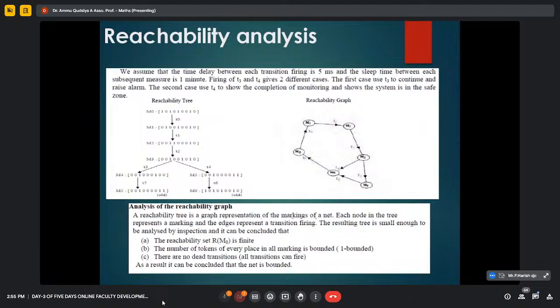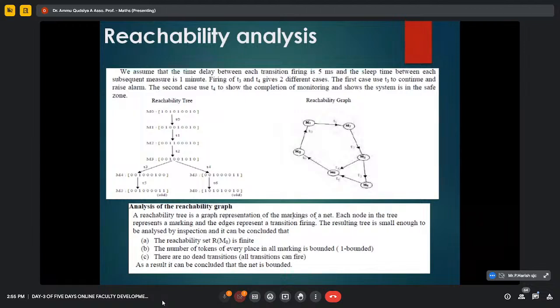The reachability graph shows that there is no deadlock. The cycle is working fine. Starting from M1, it goes to M2, M3. The cycle is going fine. And after a certain point, I have given a small break. That is, from one checking to the other checking, I have given a small interval.